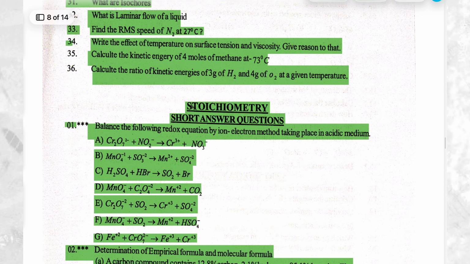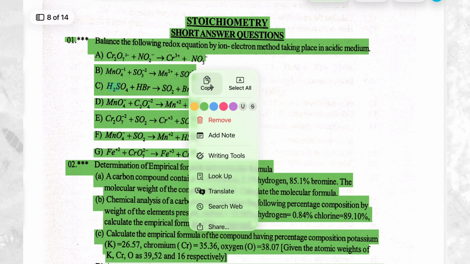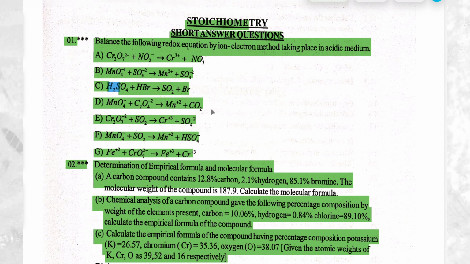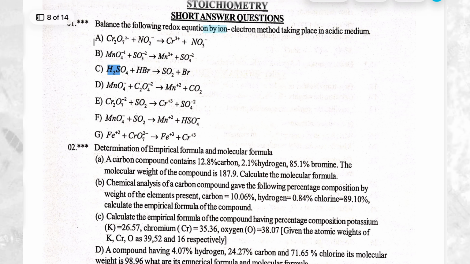Take a screenshot. Next we'll go for stoichiometry. Stoichiometry we'll see. Right? In stoichiometry, we have 6 marks: one 4-mark question, and one VSQ of 2 marks. These all are important.